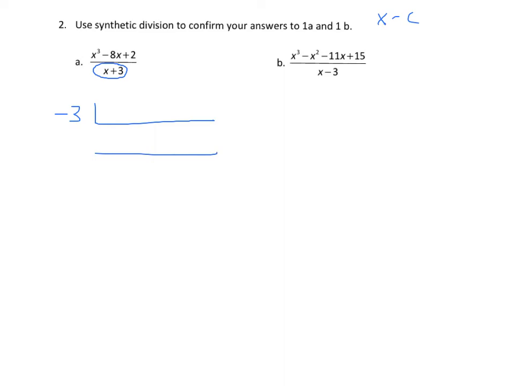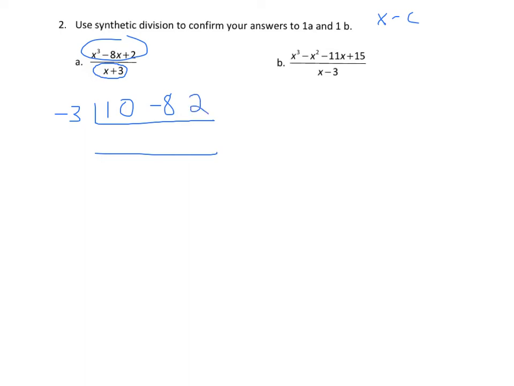Then we take the expression on the top and we just write its coefficients on the top shelf. And so the coefficient of x to the third is 1. Now I need to have a number for every coefficient, so even though x squared is not in the expression, I need a coefficient for x squared. And that would be 0 because there's no term. And then the coefficient for x is negative 8, and then my constant is 2. And here's how it works.